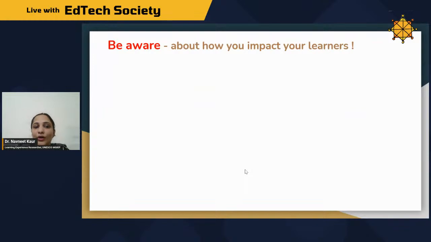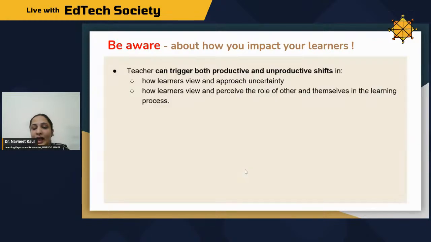Then it's important to be aware of your impact on learners. Research shows that teachers in a classroom have a huge impact on students, and students always view the teacher as someone who is more knowledgeable, who has all the answers, and whom they can always visit to get answers to their questions. So the teacher actually has the power to trigger both productive and unproductive shifts in the classroom.